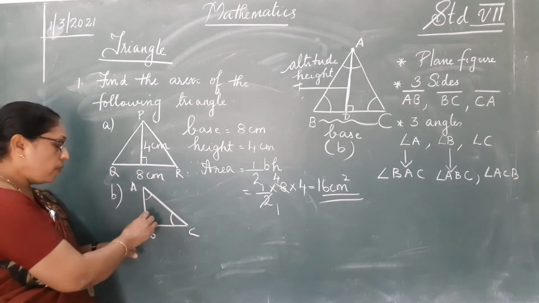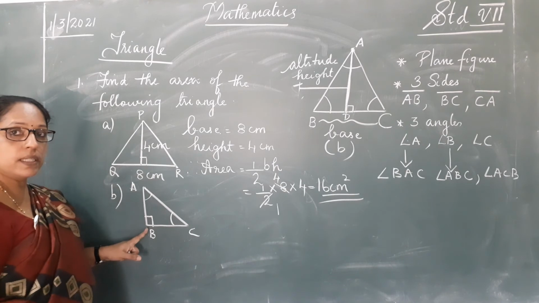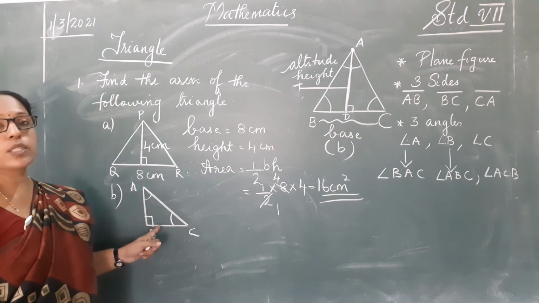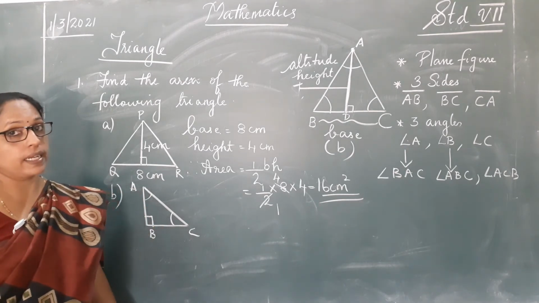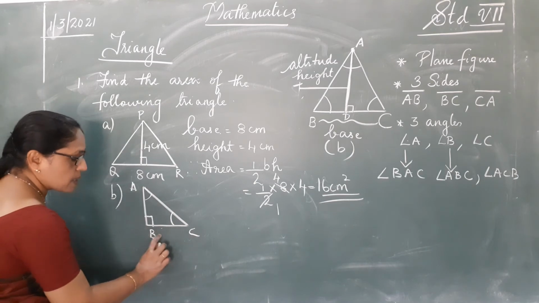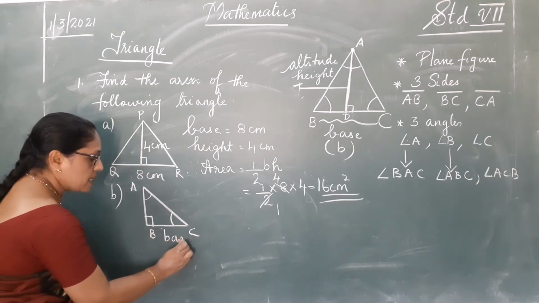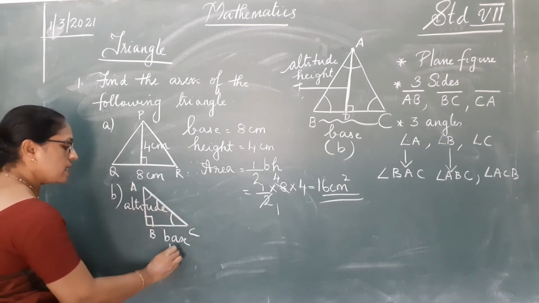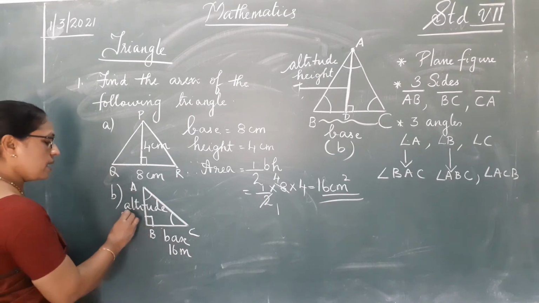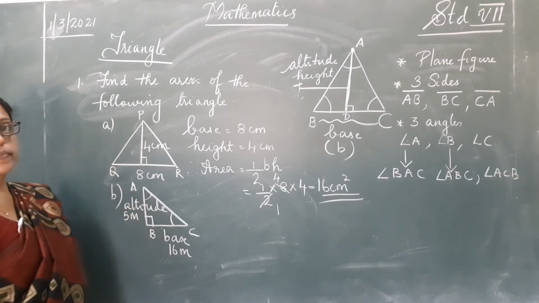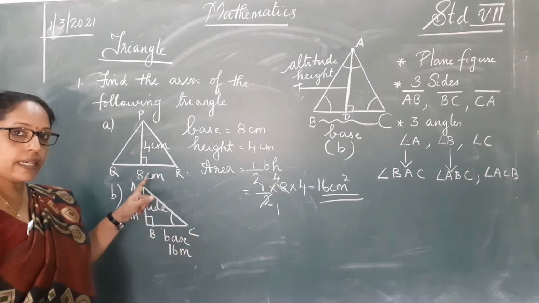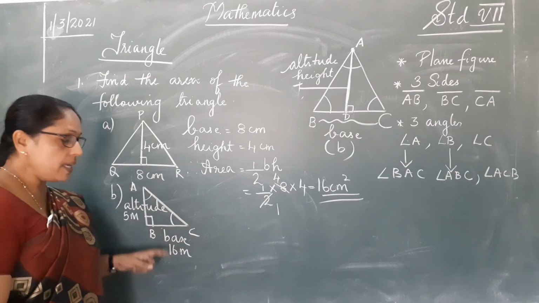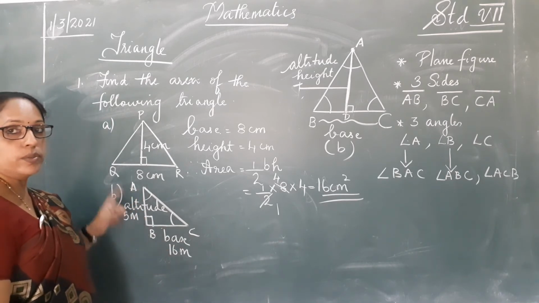Now, if you look at this one, these two angles are less than 90. But if a square is marked here, what is the angle measurement? It is 90 degrees, right? So this triangle is known as a right angled triangle. In the right angled triangle, this is the base and this is the altitude or height. So base is 16 meter and height is 5 meter. In a right triangle, the lower side is known as the base and the vertical side is known as the altitude of the triangle.